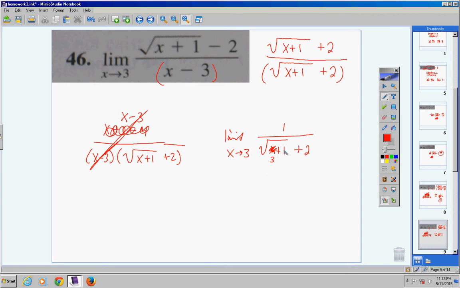3 plus 1 is 4. So I really have the square root of 4. And the square root of 4 is 2. So 2 plus 2 is 4. So the limit of this entire expression here as x approaches 3 is 1/4. Okay? 1/4. Now moving on to number 47.